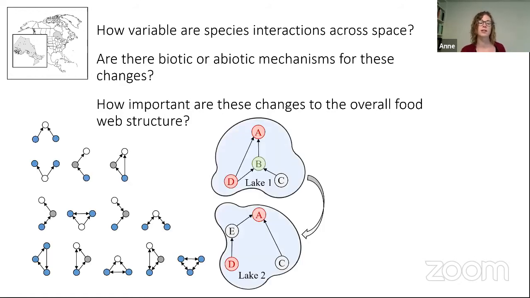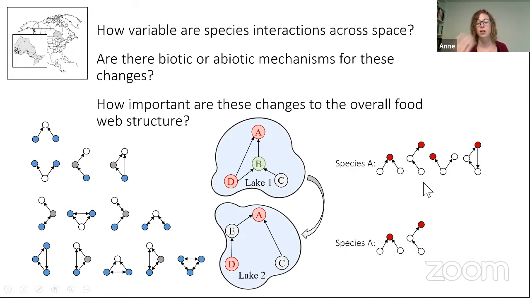So one of the ways you can do this is by looking at the frequency that each species has in these 3 species motifs. There are 13 different ways that you can combine 3 species and their interactions, and within each of these 13 ways, you have unique species positions. So you can map out each species within these motifs or modules, whatever you'd like to call them. Again, a cartoon from this one: if we look at species A, we see that it is in those 4 in lake 1, but only in 2 of them in lake 2.